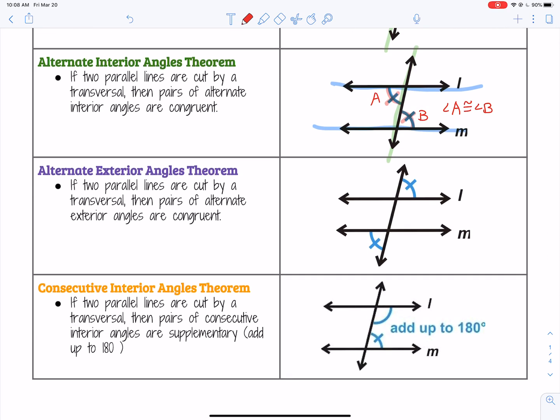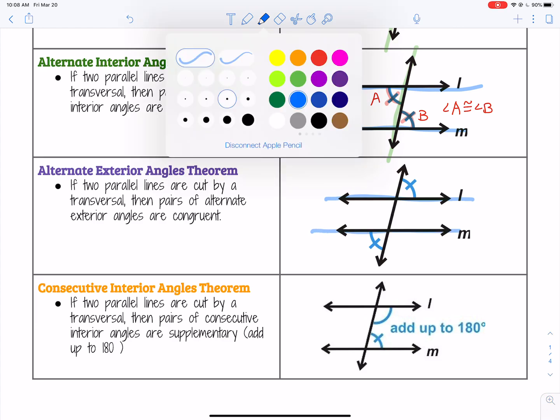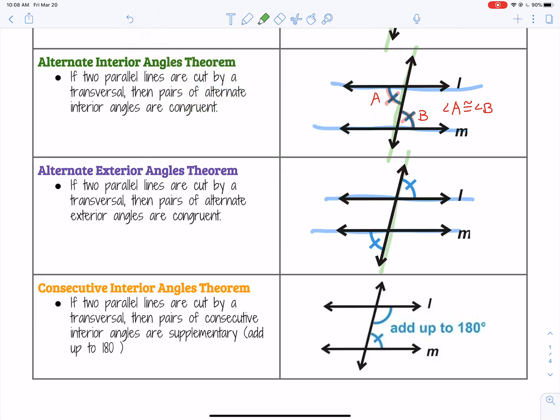Then we have also the alternate exterior angles theorem. It just means that if they're exterior and alternate, they are still congruent to one another, just like the alternate interior. So alternate exterior and alternate interior angles are congruent. So we have parallel lines L and M cut by a transversal. These are alternate because they're on opposite sides of the transversal, but they're exterior because they're outside of the parallel lines, and they would be considered congruent. So we could say if that is A, that's angle B. Angle A is congruent to angle B.